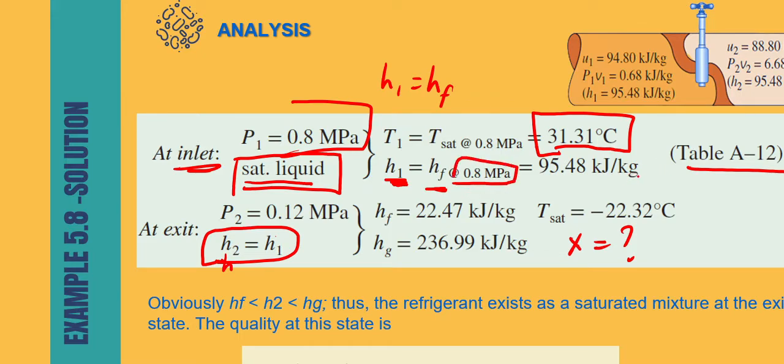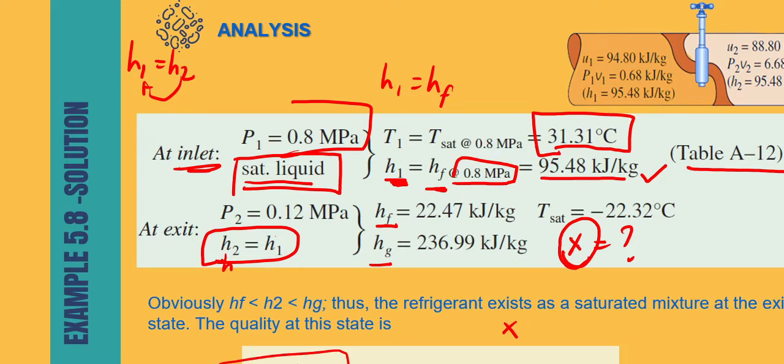Looking at the saturated liquid table, you get this value of your HF. And then for state 2, you know that H1 equals H2, so obviously H2 is equal to H1. And then you find what is HF and HG because you're going to find your value of X. Because you know that X is from this equation. This is from Dr. Nisa, right? So from this equation, you can calculate your X.